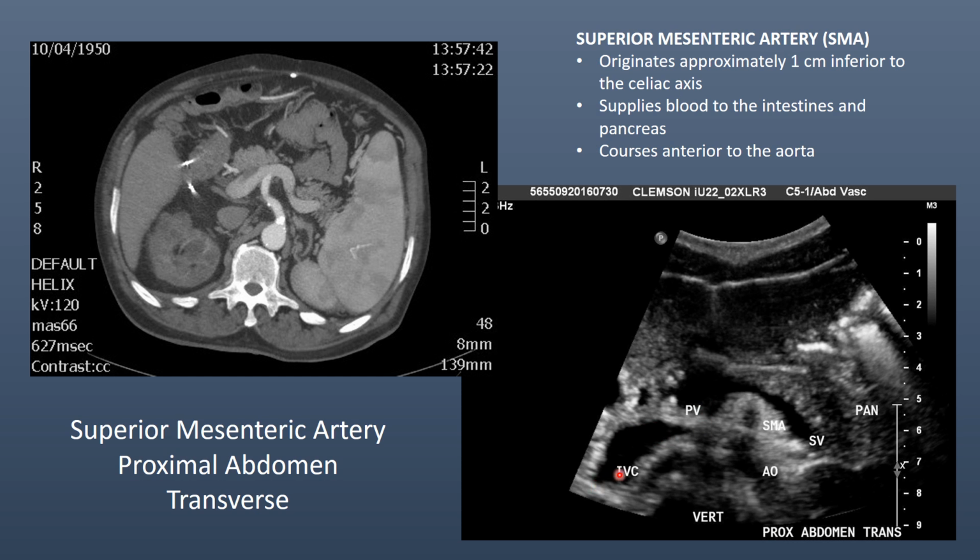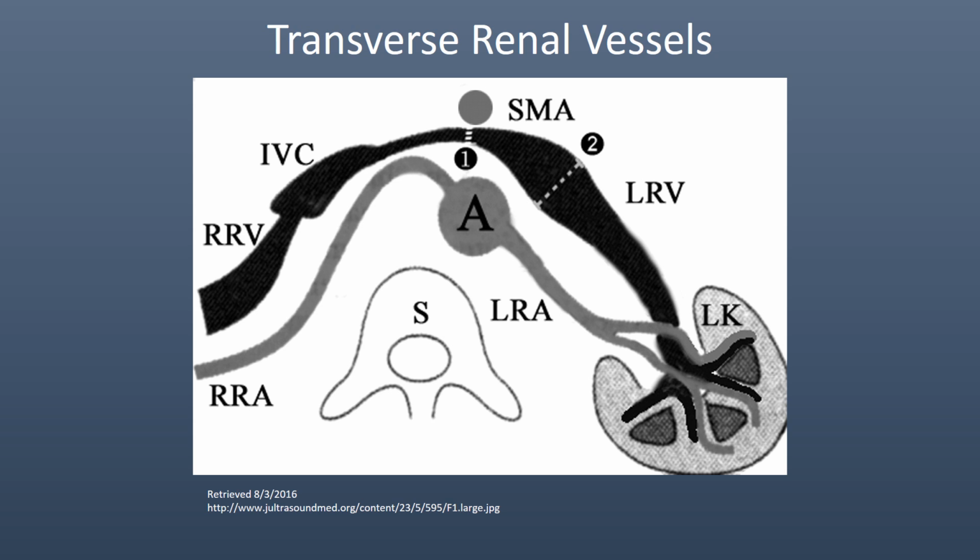Here we have the inferior vena cava. So the aorta is the main blood vessel that carries the oxygenated blood to the organs, and the IVC, or the inferior vena cava, carries the deoxygenated blood back to the heart. So this is a transverse view at the level of the renal vessels.